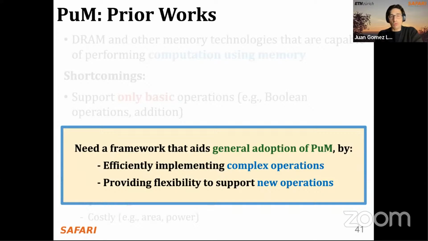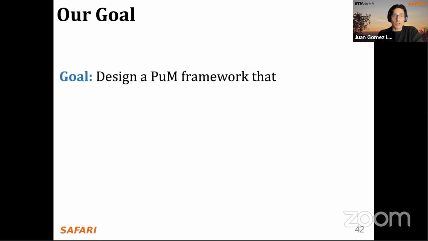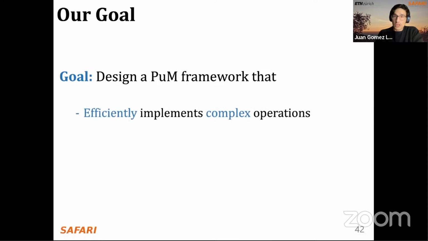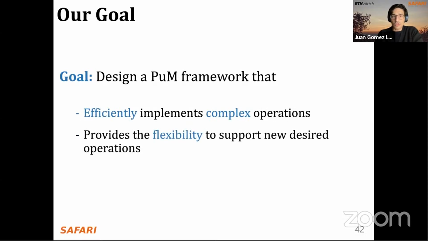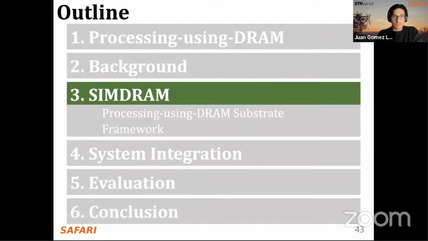So we need a framework that aids the general adoption of processing using memory, processing using DRAM, by implementing complex operations and by providing the flexibility to support new operations. So that's our goal in this project. The goal is to design a processing-using-memory framework that can efficiently implement complex operations and provide the flexibility to support new desired operations by changing DRAM minimally.